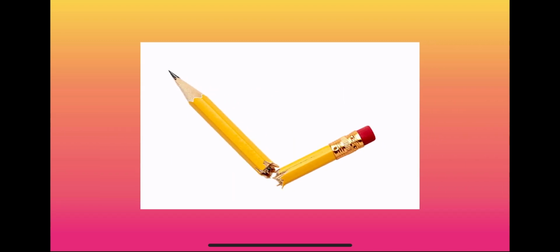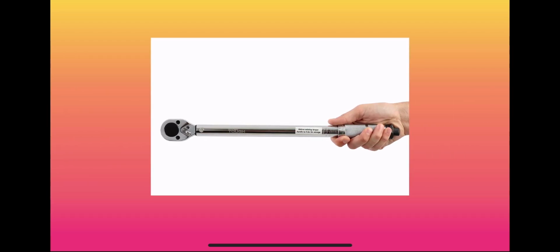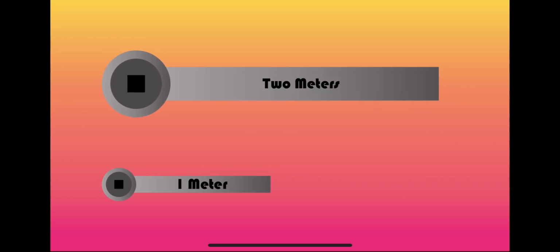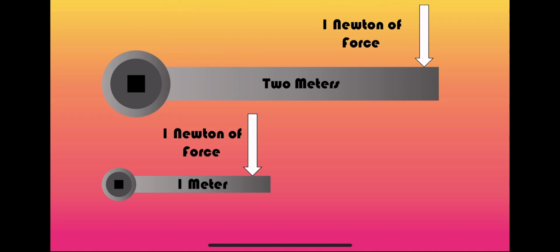This is why it's easier to break a pencil with your hands farther apart rather than right next to each other. It is also the reason why mechanics use large socket wrenches like these to loosen bolts that are on tight. Let's say you have two wrenches, one that is 1 meter in length and another one that is 2 meters in length.